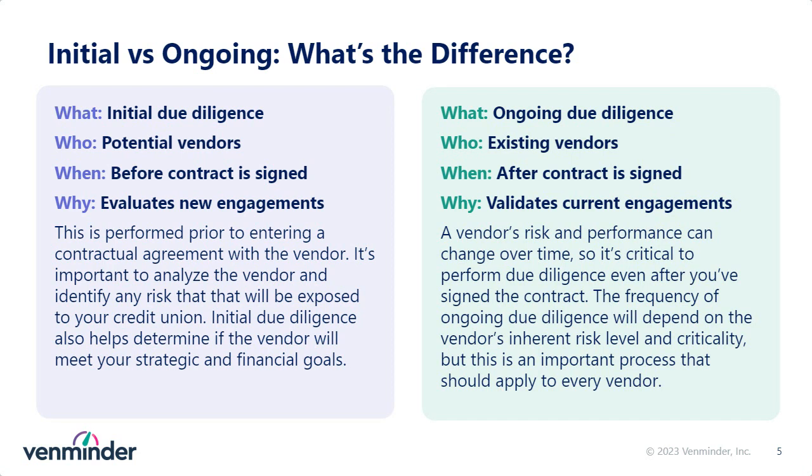Ongoing due diligence also helps reevaluate the relationship to determine whether the vendor is still a good fit for your credit union. Maybe your credit union has grown significantly over the past several years, and you're not sure if your current vendor can help meet some of your goals. The due diligence process provides an opportunity to either validate that relationship or give you reasoning why you need to start looking for a new vendor.